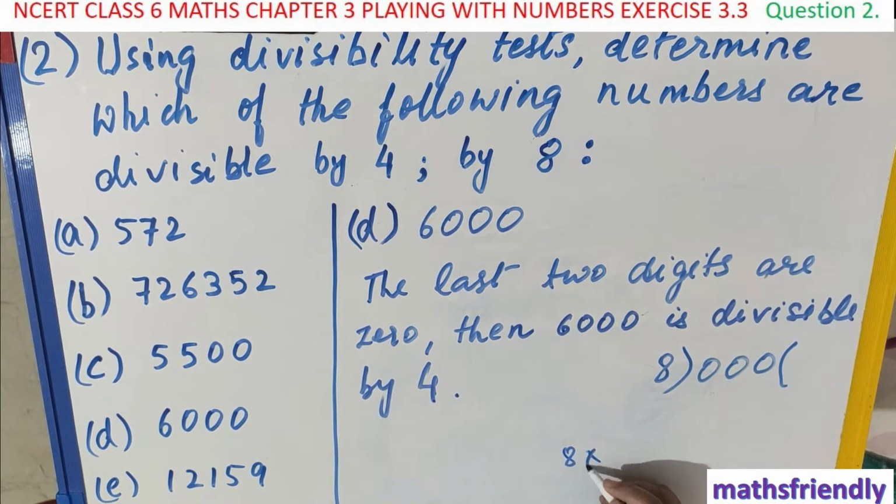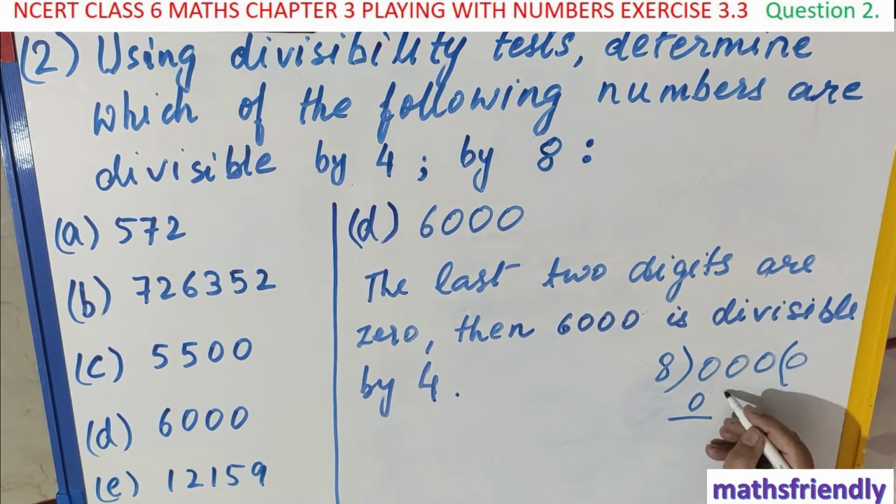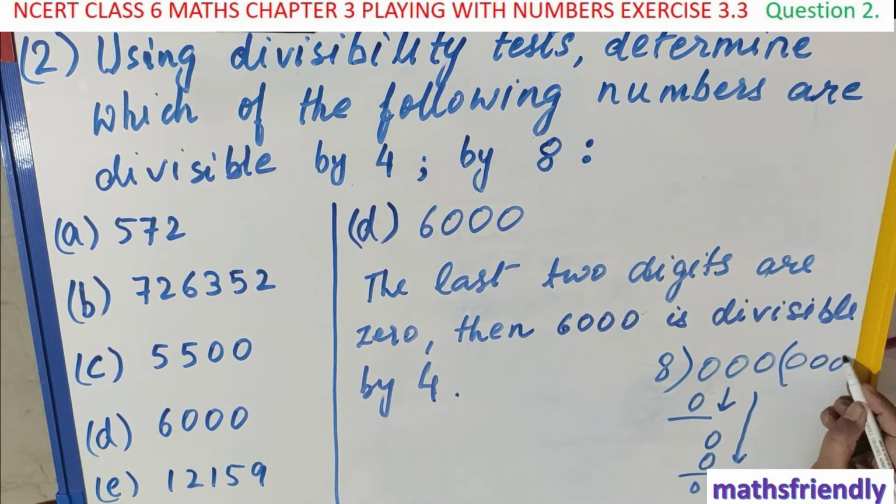So 8 zeros are 0, right? So what we will do, this 0 will go 0 times. 8 zeros are 0. Okay, again this 0 will come down. We have to check 8 zeros are 0. Okay, now again the remainder is 0. Again this 0 will come down and we have to check, for this 0, 8 zeros are 0.